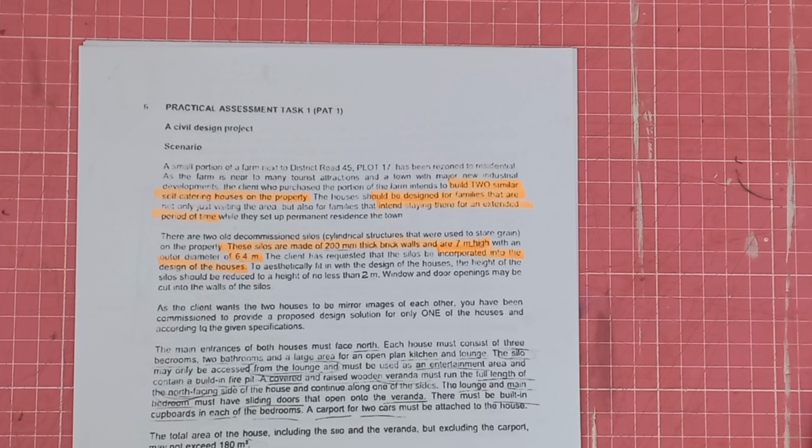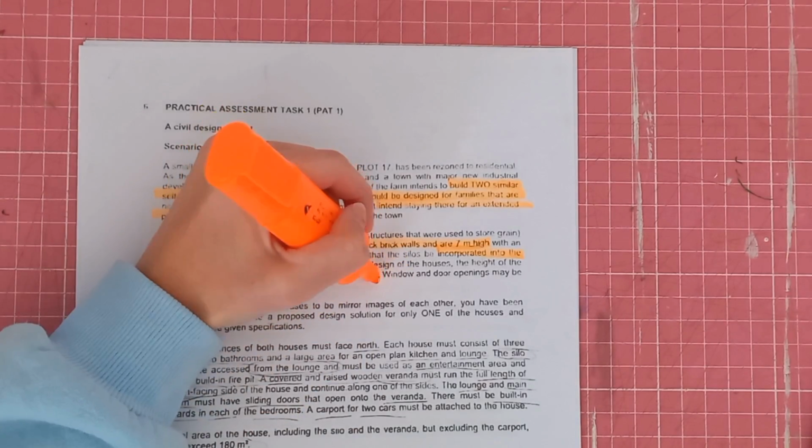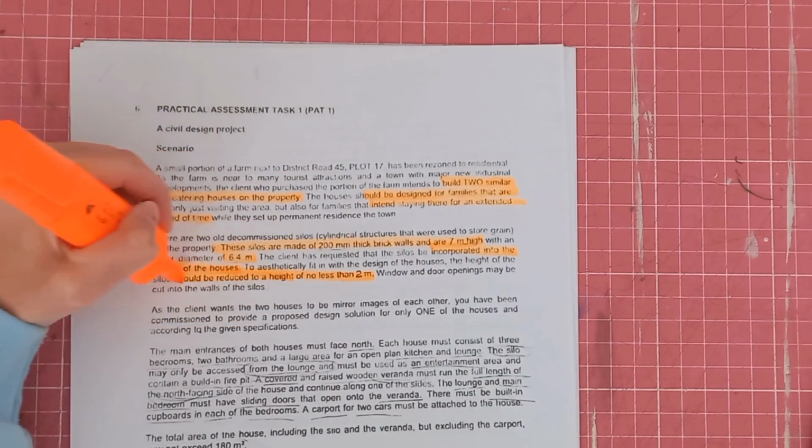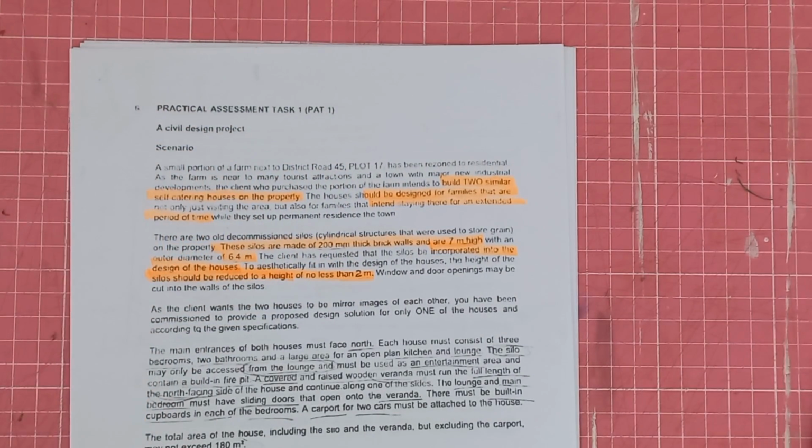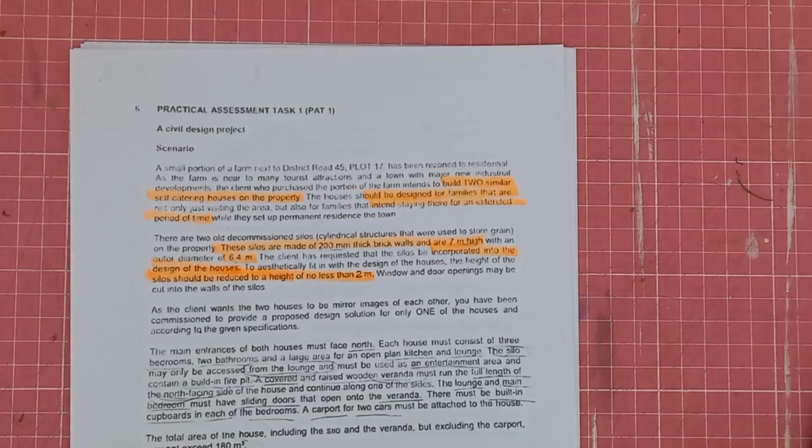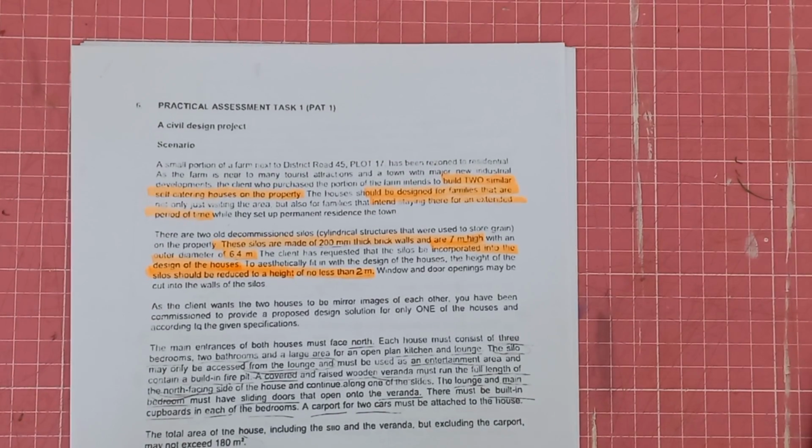To aesthetically fit in with the design of the houses, the height of the silos should be reduced to a height of no less than 2 meters. And I would say it would look better if you go higher than 2 meters, because a house is actually quite tall. So we'll get to that now with the design. Obviously, this is not an exam for you guys, whereas the matric PAT is, so I will be able to help you a little bit more with this one. But yeah, window and door openings may be cut into the walls of the silos. Just want to see if you can still see everything.